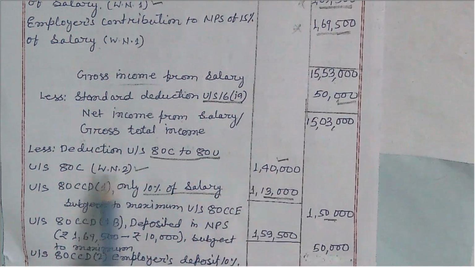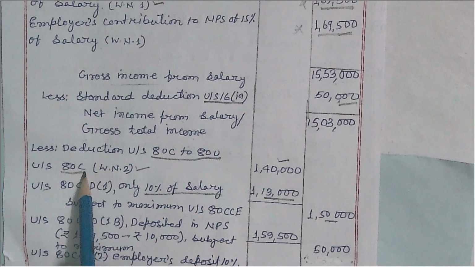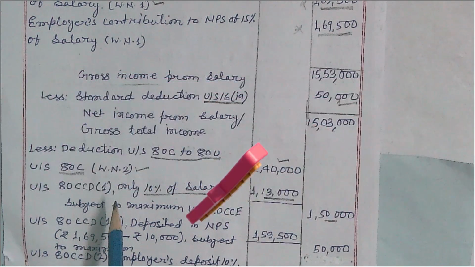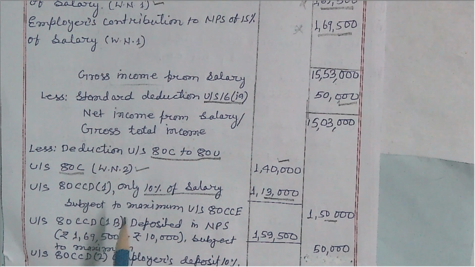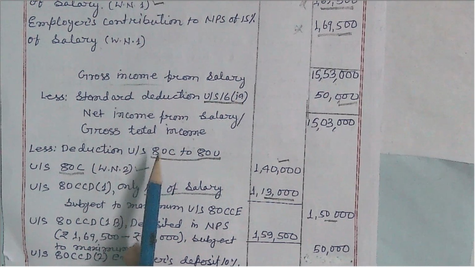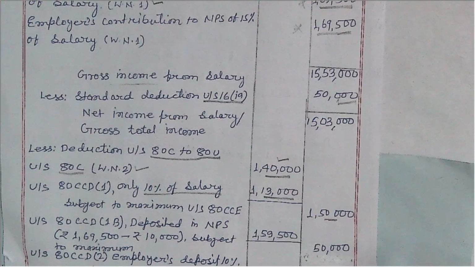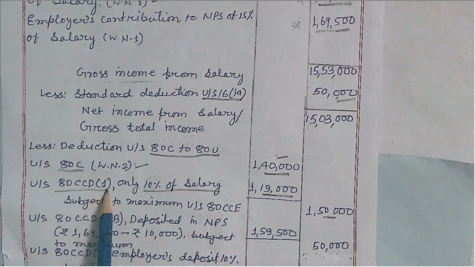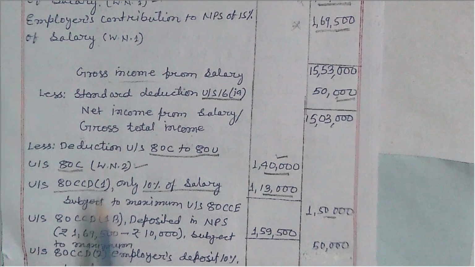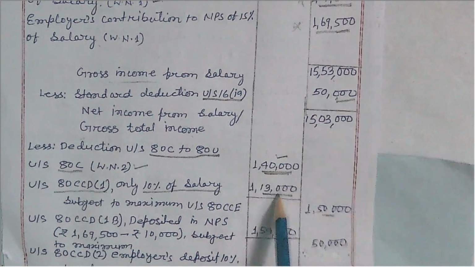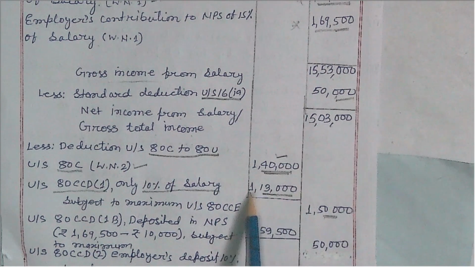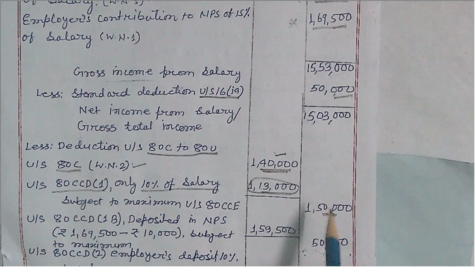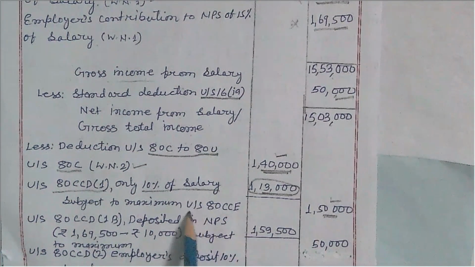So 1,40,000 is under section 80C. Under section 80C, given in the question, are life insurance premium, contributions to recognized provident fund and investment in NSC. So these three items when we add together, it is 1,40,000. That means from here under section 80CCD subsection 1 only 10,000 is available, 1,40,000 plus 10,000, 1,50,000. So from the 1,13,000 it is taken only 10,000 because the 1,50,000 is the maximum deduction under section 80CCE.